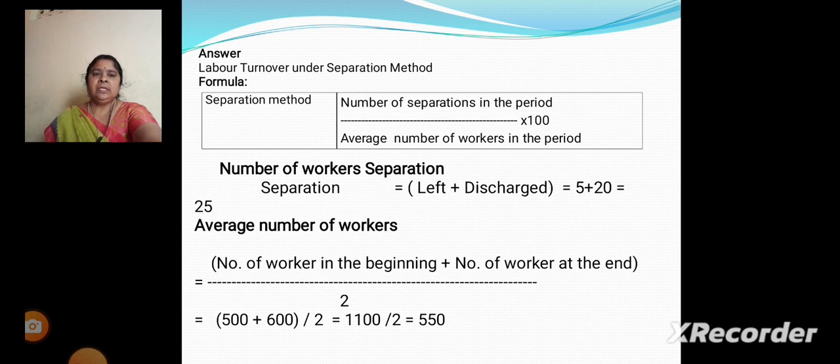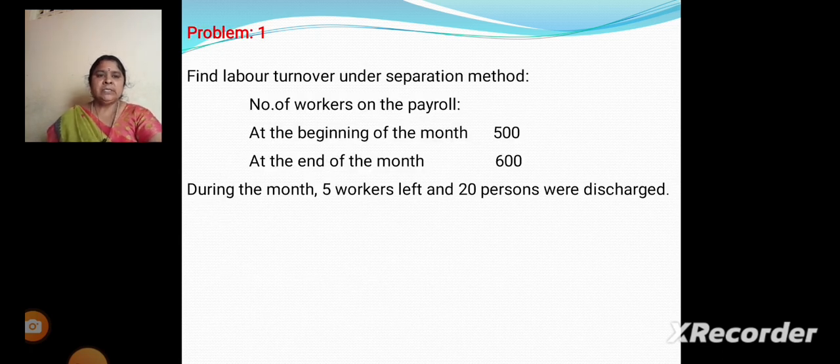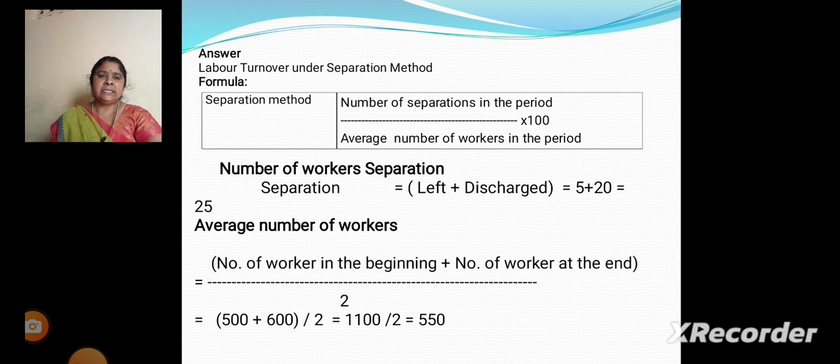Then the average number of workers. We write the formula: number of workers at the beginning plus number of workers at the end, divided by 2. Going to the problem, the beginning number of workers is 500, the end is 600. We have to add both opening and closing, divided by 2. 500 plus 600 by 2 is equal to 1100 by 2, equal to 550.